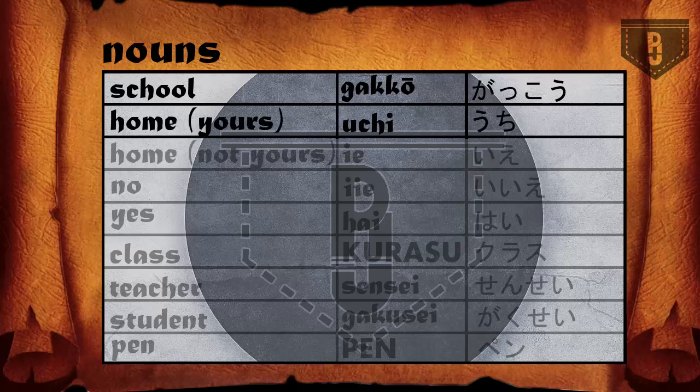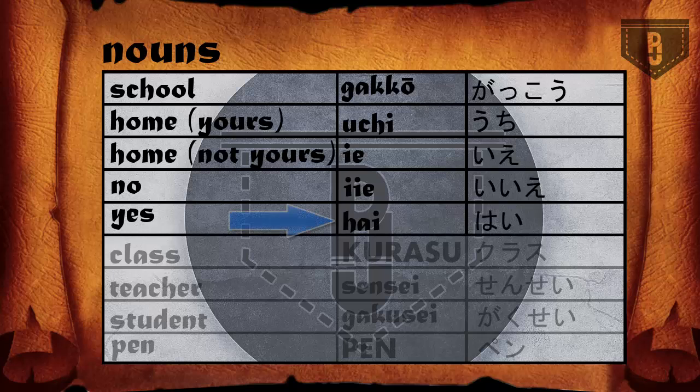Now, the next word is house or home. Now, if you're referring to your own house, then you would say uchi. If you're referring to someone else's house, then you would say ie. Now this is not to be mistaken with the Japanese word for no. That's the following word. That would be iie, which is actually a long I sound. And then conversely, the word for yes in Japanese would be hai. So you have hai and iie. And you have uchi for your own house and ie for someone else's house. Hopefully it's not too complicated. I sure hope it's not.